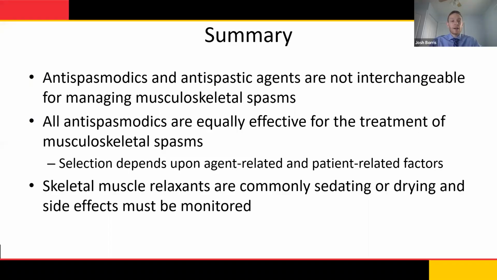So just to summarize, our antispasmodics and our antispastic agents are unfortunately not interchangeable, specifically for musculoskeletal spasms or spasticity, because they actually target different areas within the different pathophysiologies. All antispasmodics are equally effective. We just really need to choose the one that we want to give to our patient based upon both our agent-related and our patient-related factors. And then skeletal muscle relaxants are commonly sedating. They can have a lot of anticholinergic effects. And they can be drying, so we need to make sure that we're properly monitoring our patients for any side effects with these medications.